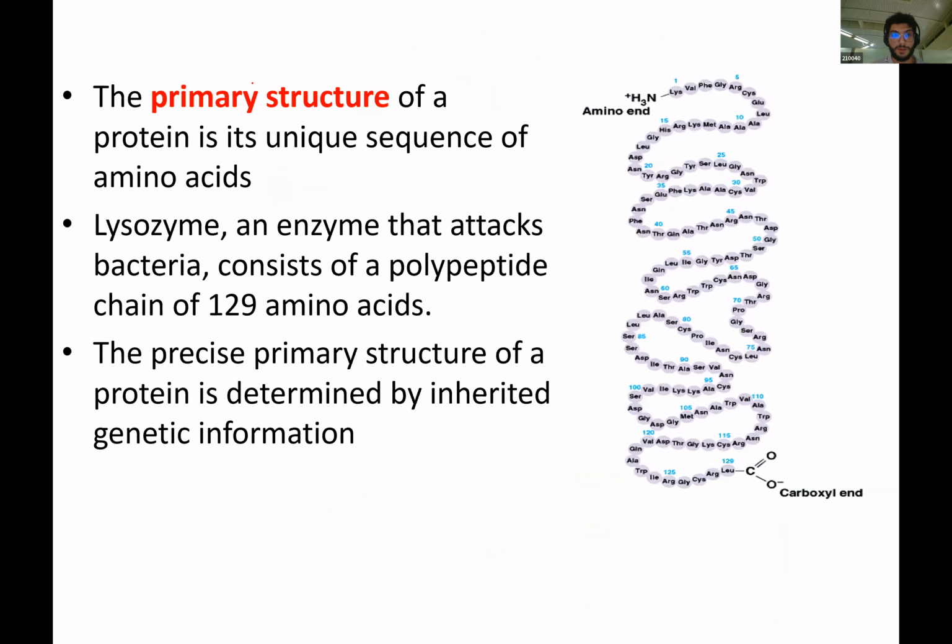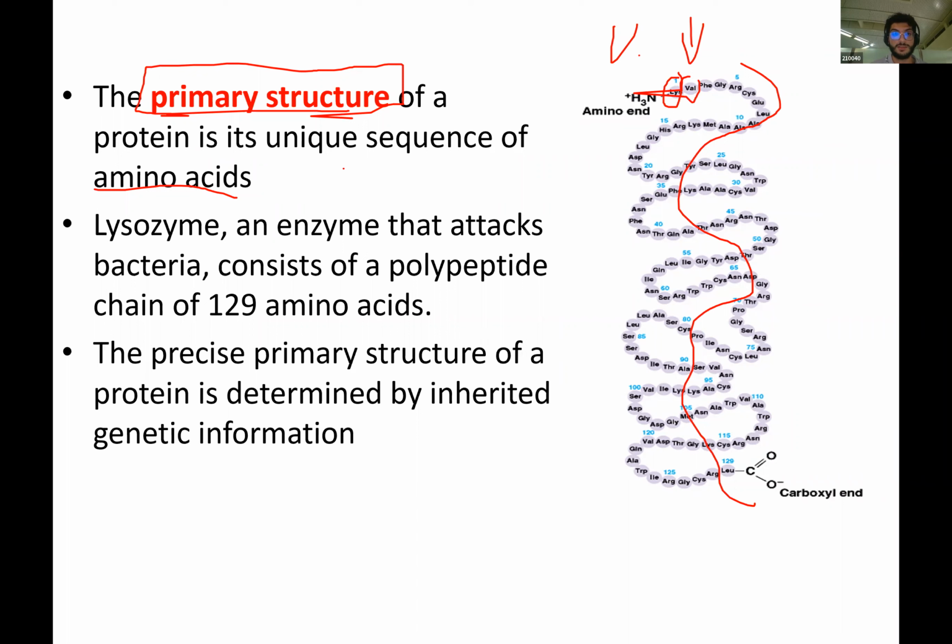What makes the primary structure is basically just the amino acids. That's it, the sequence of amino acids. For example, here we start with cysteine, and then valine, and then phenylalanine, etc. We just move on all the way down. This very specific sequence of amino acids is what makes this specific protein, and this is the primary structure. It's just the sequence of amino acids.